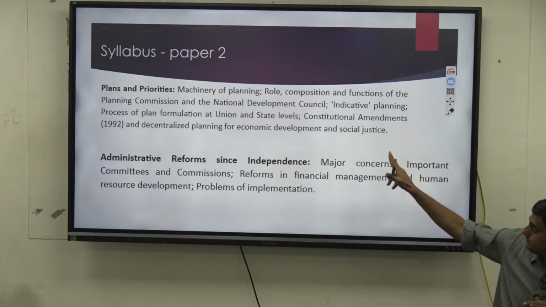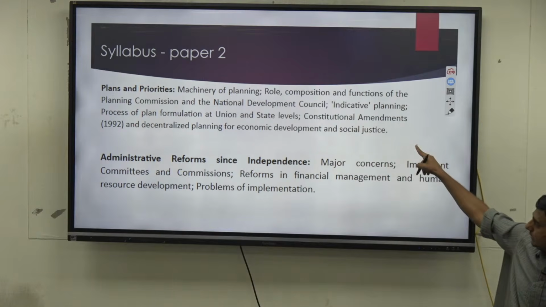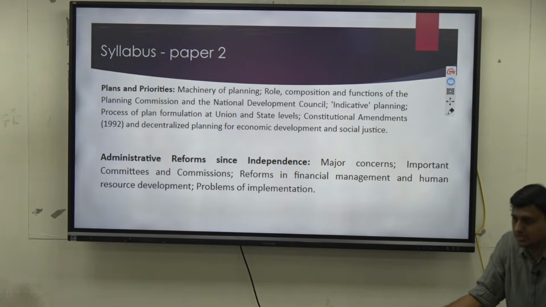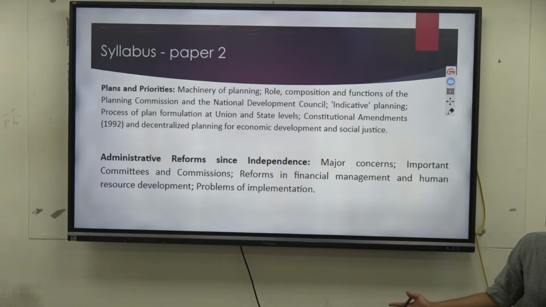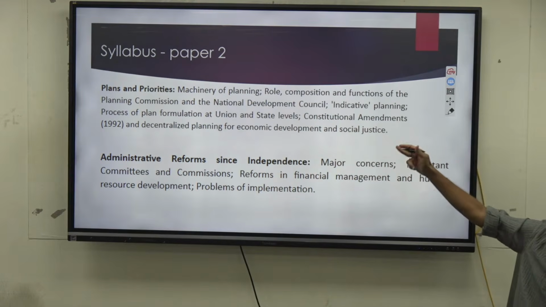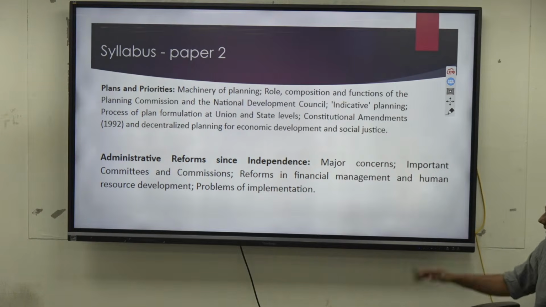5-year plans. Look at it. Planning Commission, NDC. They have not mentioned the term Niti Aayog because the syllabus was made in 2013. And in 2013, what was still not there? Niti Aayog was still not there. Niti Aayog came up in 2015. That's why they have not changed the syllabus. But they ask about your Niti Aayog in your plans and priorities. Right? Then administrative reforms, which is first ARC, second ARC, in a little more detail.